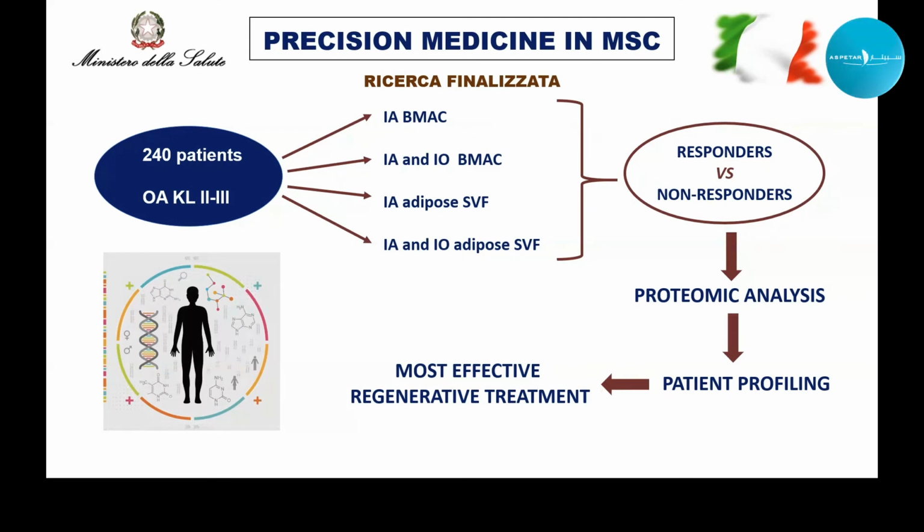The patients will have moderate osteoarthritis, from Kellgren 2 to Kellgren 3. Then these patients will be divided into responders and non-responders to the treatment. So we can ask clinical questions like which is better, for which patient, doing proteomic analysis and trying to do patient profiling, trying to understand which product targets which patient. And I hope we'll be able to perform this study very soon.